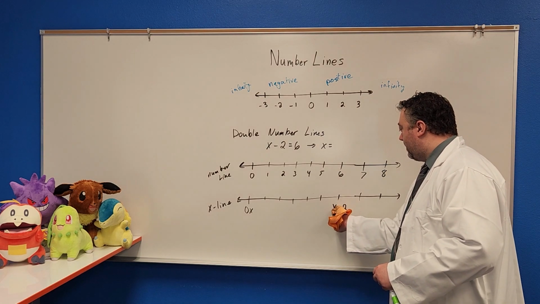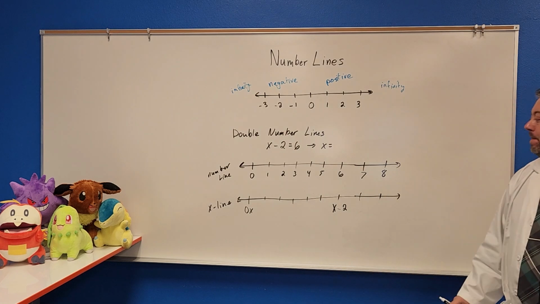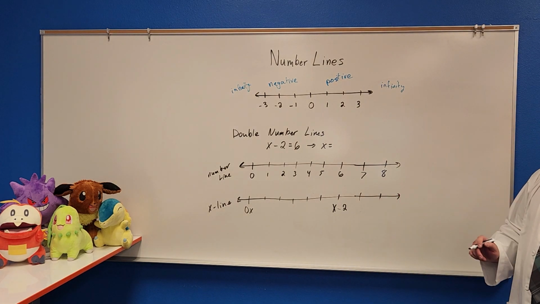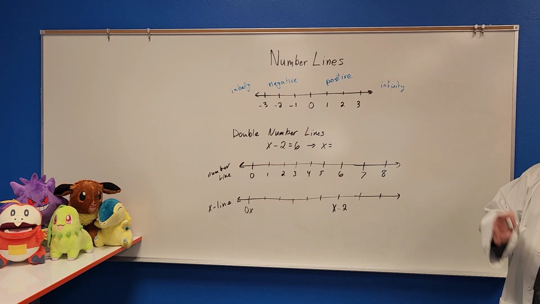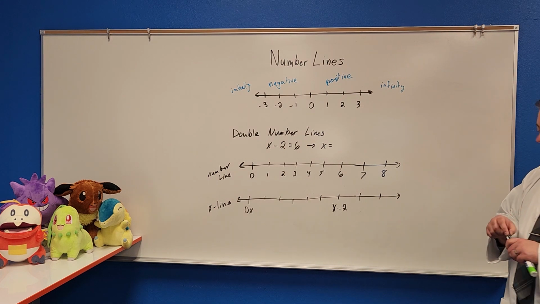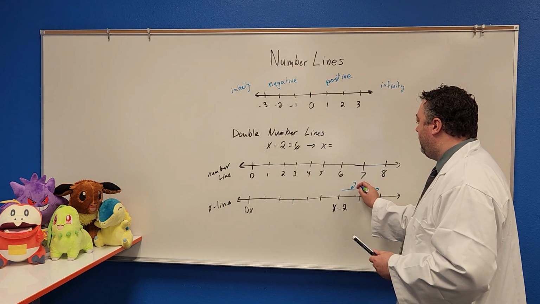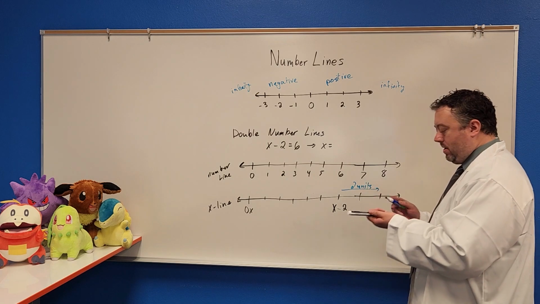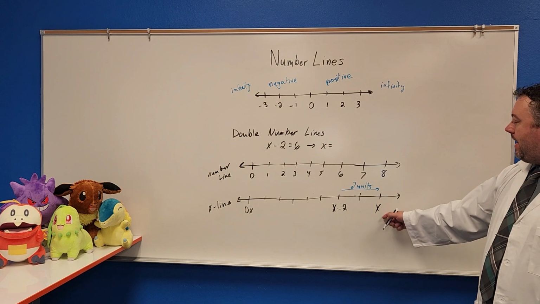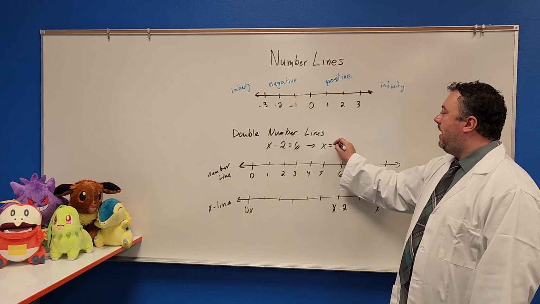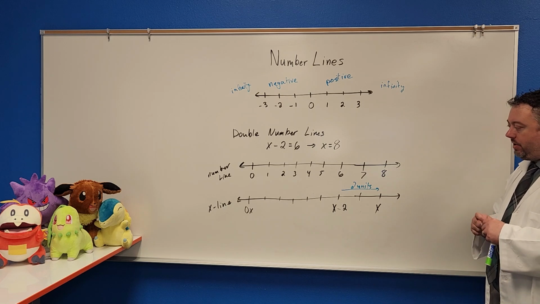So this is x minus 2. X minus 2 equals 6. So now we are 2 units behind x, or to the left of x. So to get back to x, I need to go 2 units to the right. And when I do, that lines up, that tells me where x is, and x corresponds to 8, which is the same answer we got in our equation.